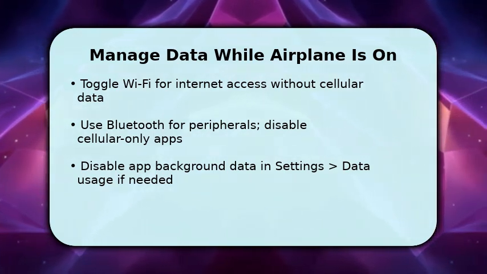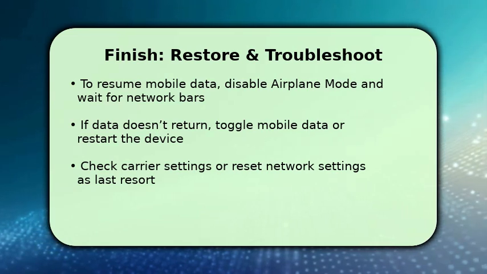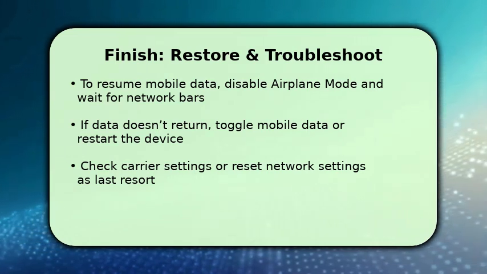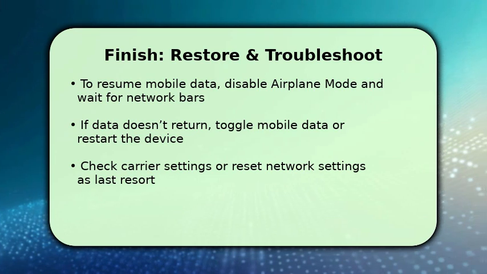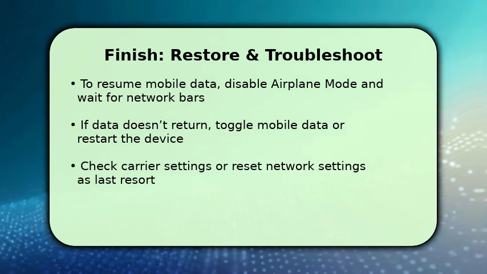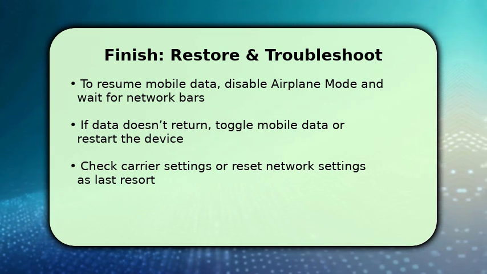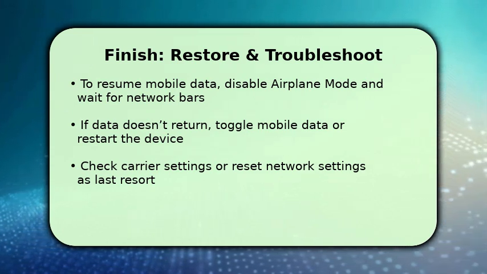To finish, disable Airplane Mode to restore cellular radios and wait for network bars to appear, then re-enable mobile data if it stays off. If connection fails, toggle mobile data off and on, and then restart the device.